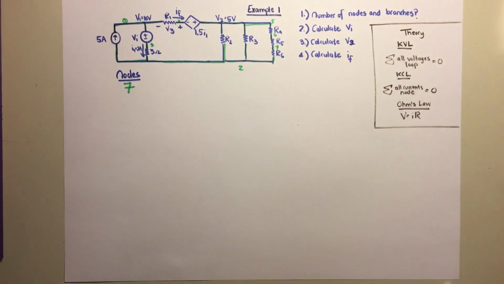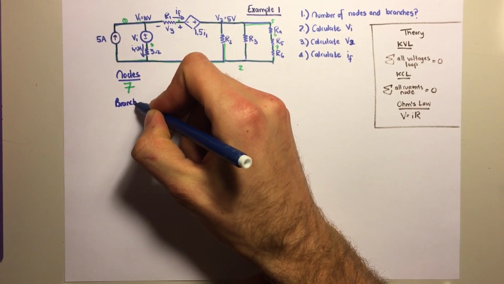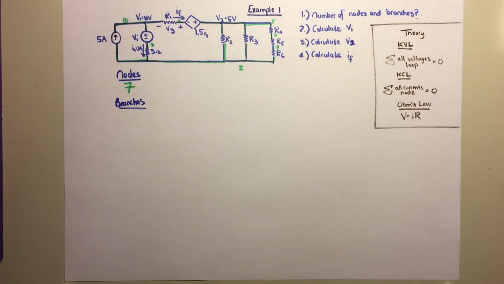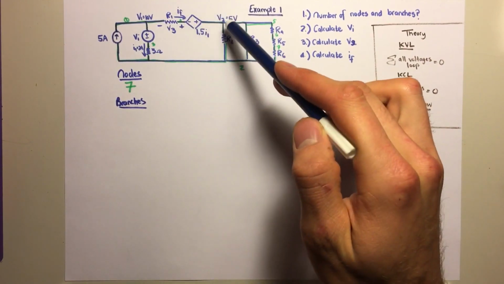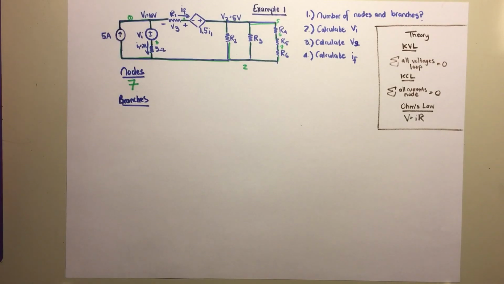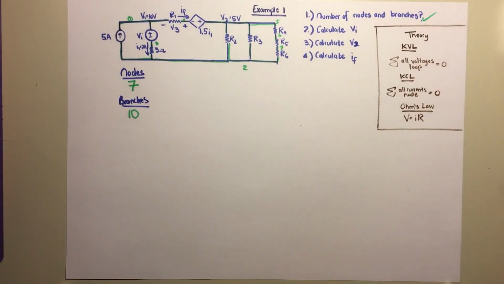They also asked for the number of branches. So what are branches? Branches are the elements within the circuit. You just add them all up, right? So 1, 2, 3, 4, 5, 6, 7, 8, 9, 10 branches. So that's the first question done.